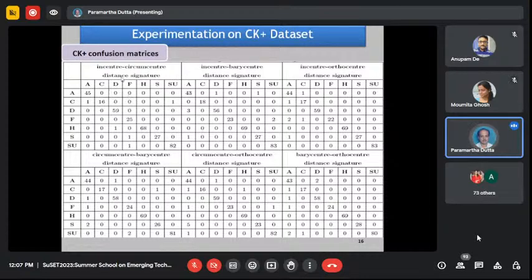So this is a typical CK plus confusion matrix with respect to the 6 different possibilities: in-center, circumcenter, that is IC, IB, IO, etc. So these 6 different distance signatures are considered, and accordingly this is what our method has reported in terms of performance.